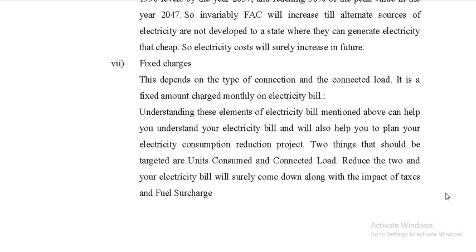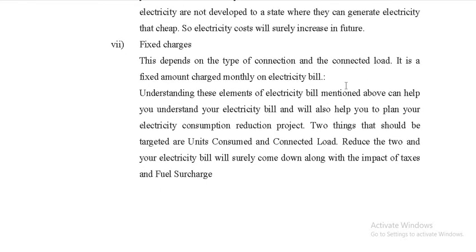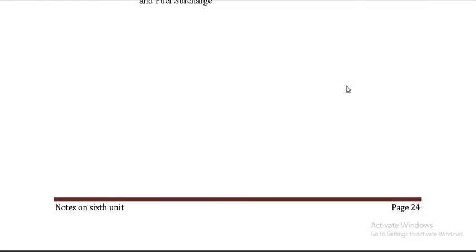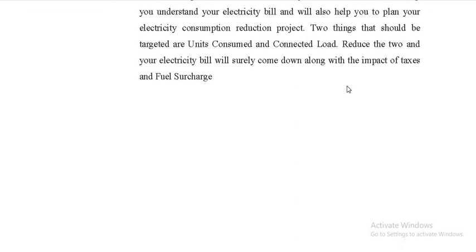When I talk about the different charges, one is what is called the fixed charge. This depends on the type of connection and connected load. It's a fixed amount charged monthly on an electricity bill. So this is how the billing is done. You can go through your bill and correlate whatever terms we have just discussed.